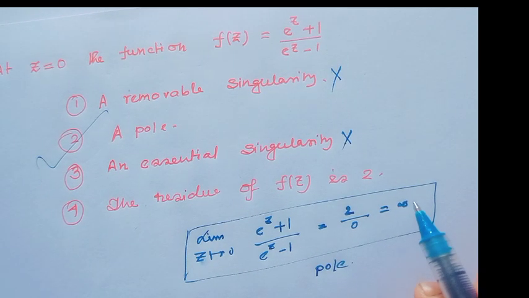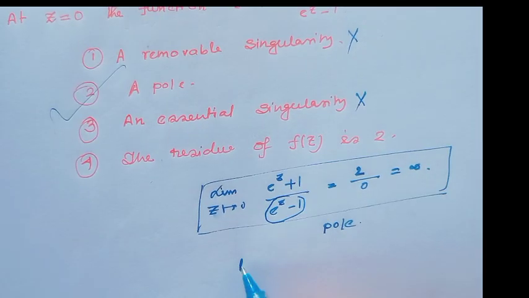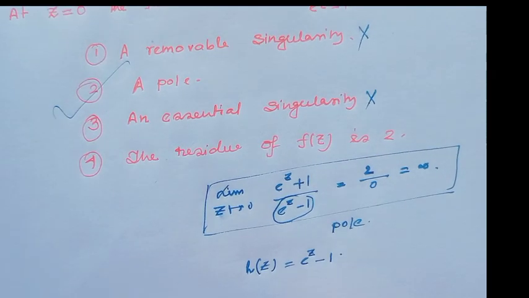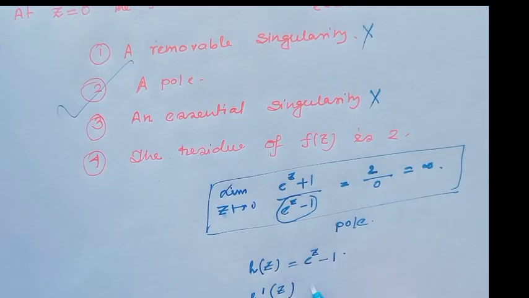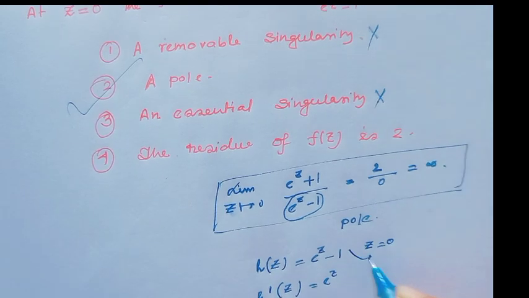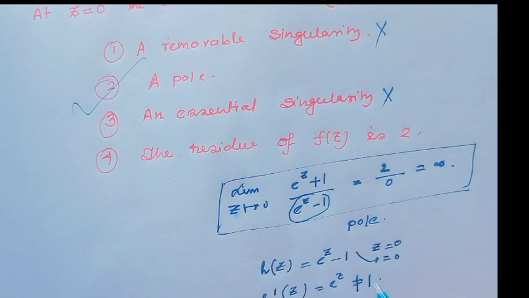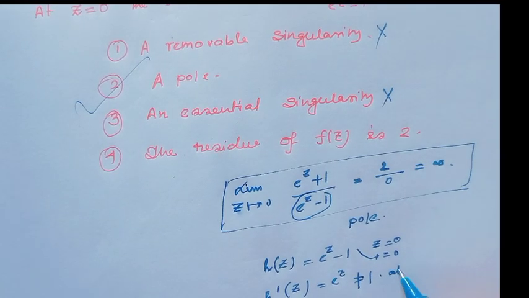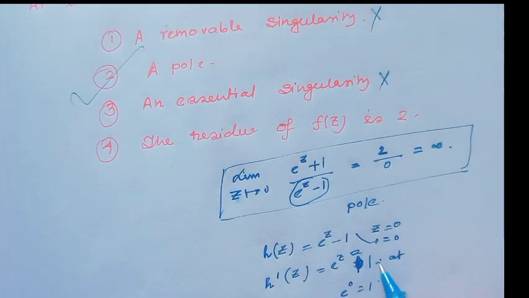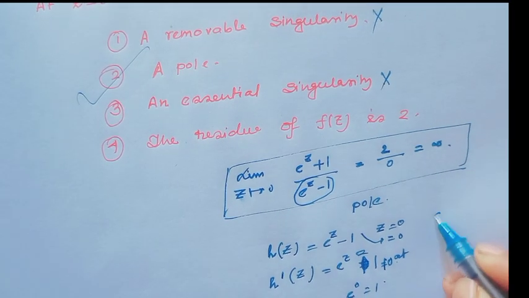And then the question about residue. Notice, first consider g(z) equal to e to the power z minus 1, and g prime (z) equal to e to the power z. At z equal to 0, g equals 0 and g prime is not equal to 0, because e to the power 0 equals 1. So this pole is a simple pole.